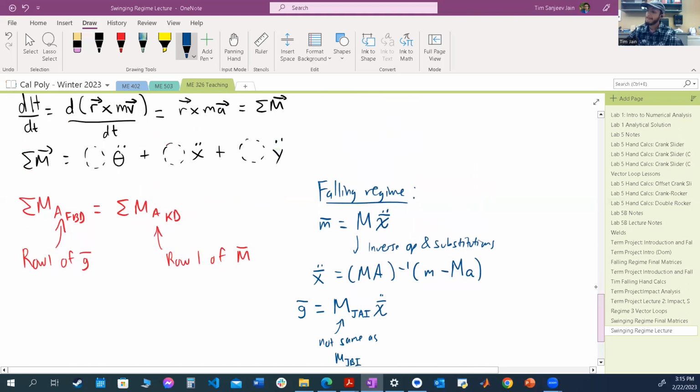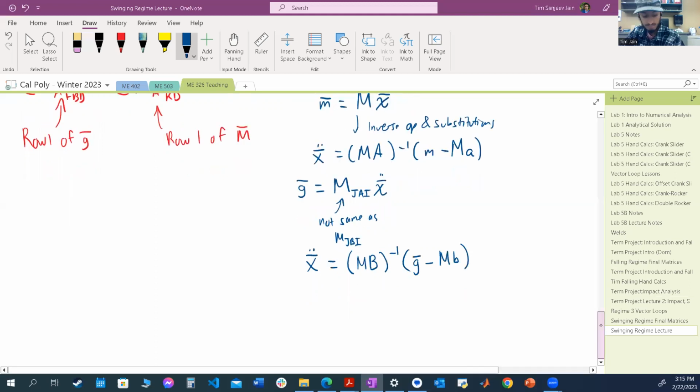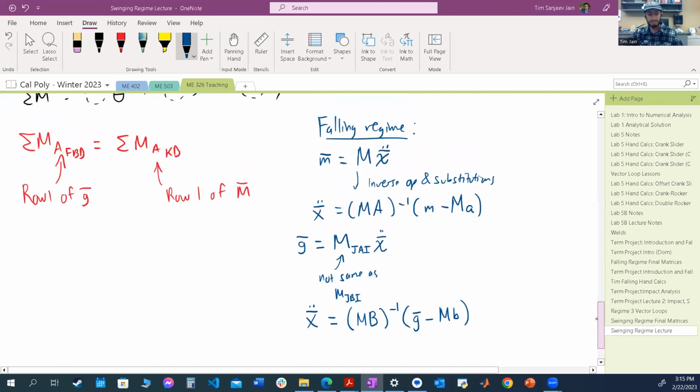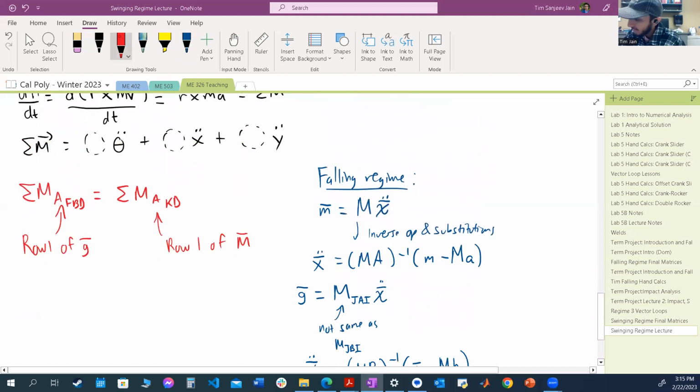Okay. So that means that from inverse operations, our state vector derivatives can be computed as MA, MB inverse times G minus MB. Okay. One other thing: you're going to want to do this operation.